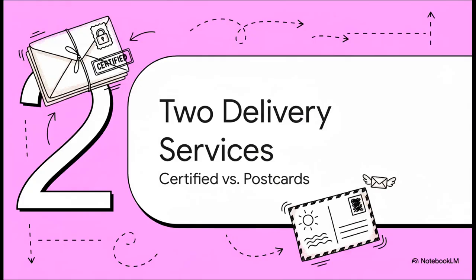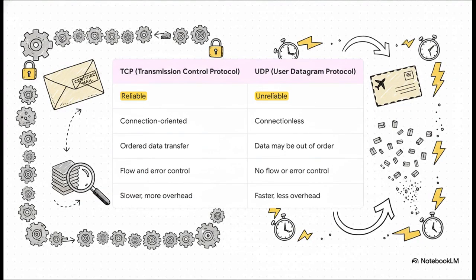Okay, so now that the mail is getting to the right desk, the transport layer gives us a choice. It offers two very different delivery services, each for a different kind of job. You can think of it like choosing between sending certified mail or just a quick postcard. On one side, we've got TCP, the Transmission Control Protocol. This is our certified mail. It's meticulous, it's reliable, and it double and triple checks that every single piece arrived perfectly and in the right order.